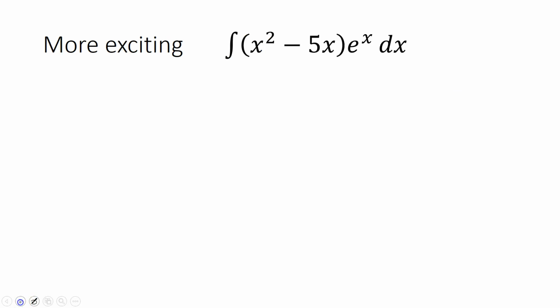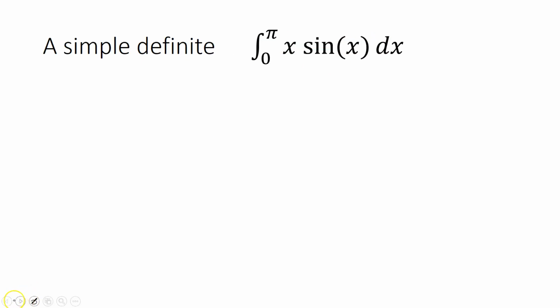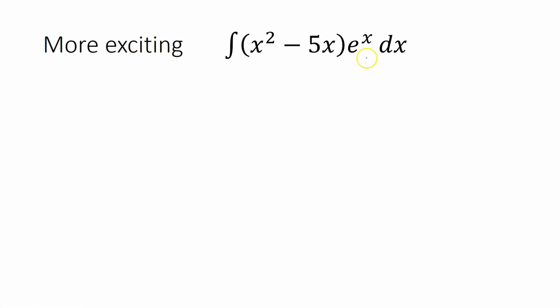All right, let's try another one. So here we have a more exciting one, I guess. So we have x squared minus 5x e to the x dx. So this guy right here is a polynomial. If we take the derivative over and over again, it will eventually turn into 0. So this should work. Okay, so we have our u and we have our dv.